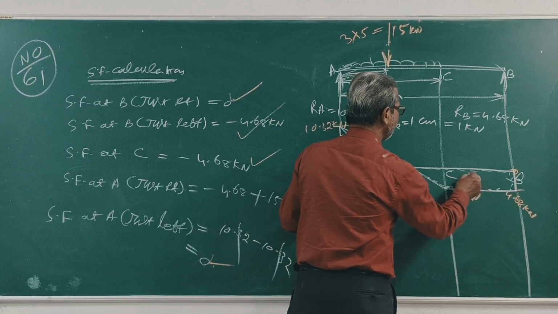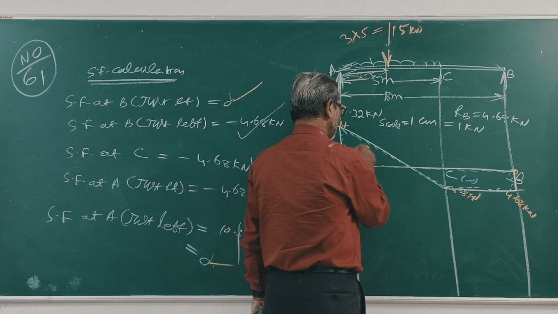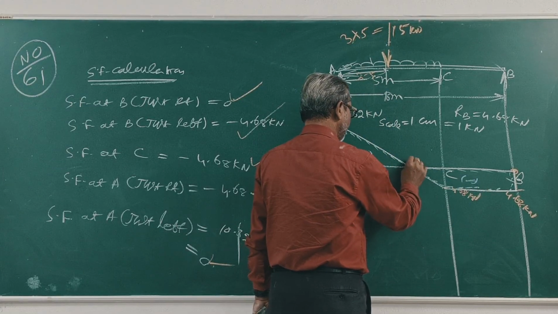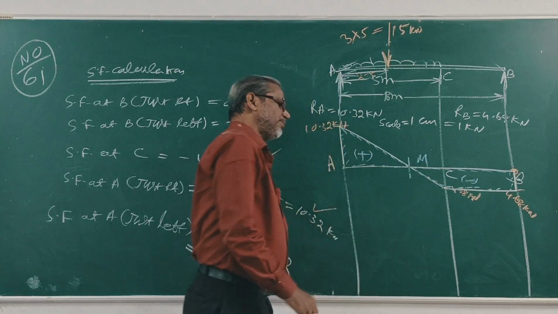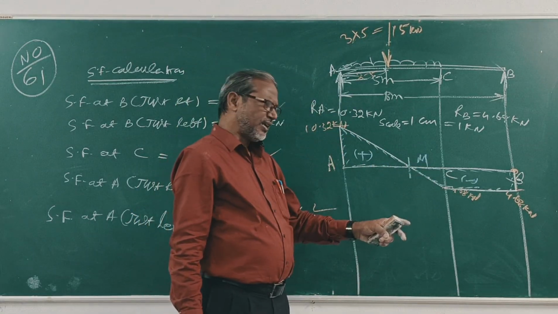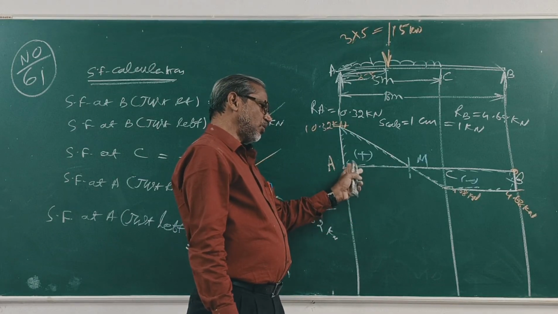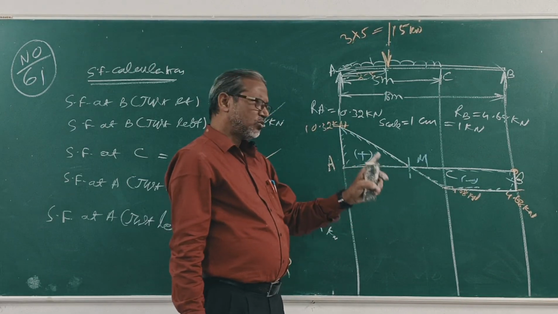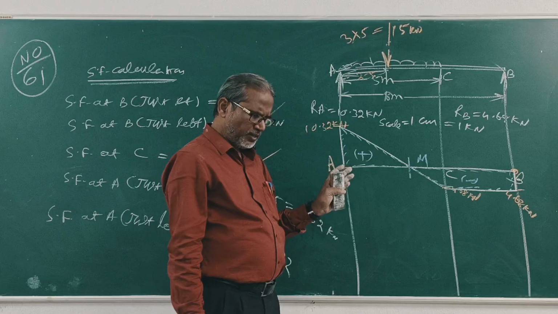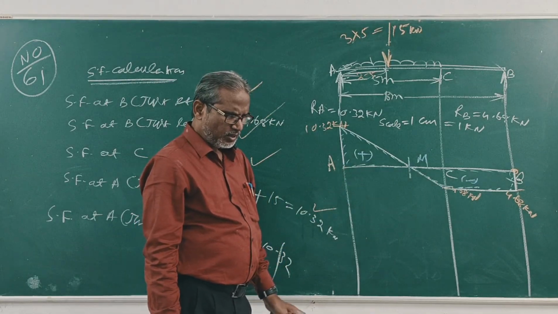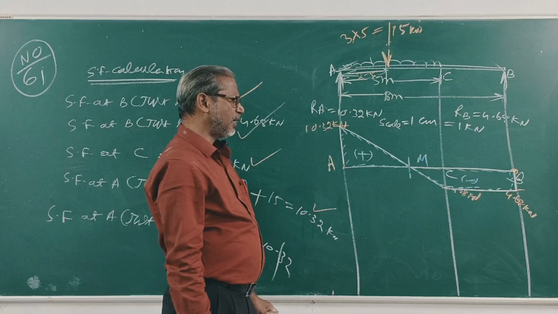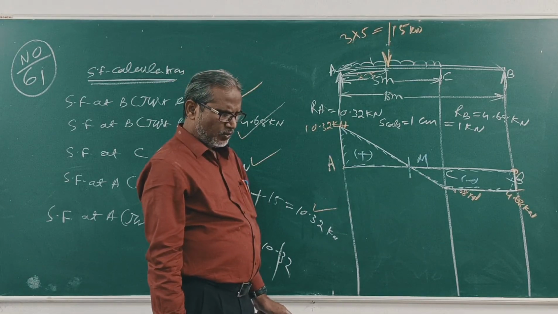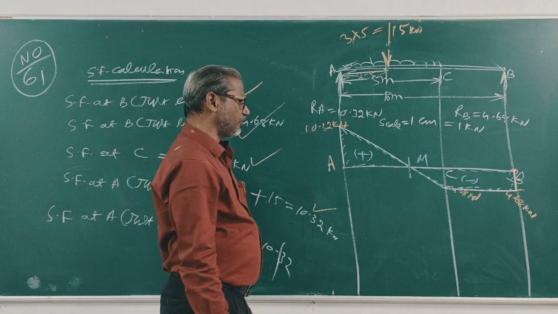This is negative, this is positive. This point is M. At M, the shear force changes sign from negative to positive or from positive to negative. So at this point, the bending moment is maximum. I will find out what is the value of bending moment at point M. Clear?